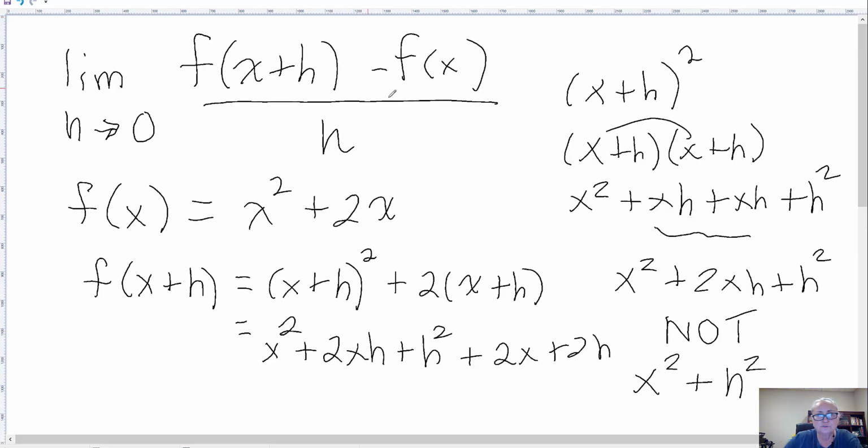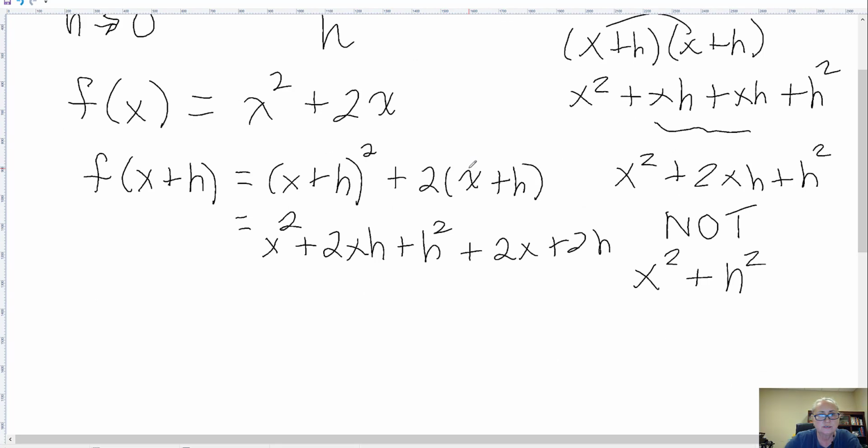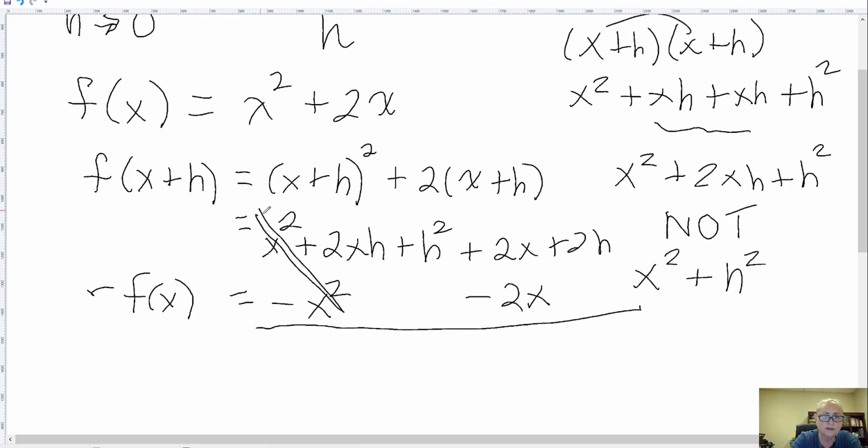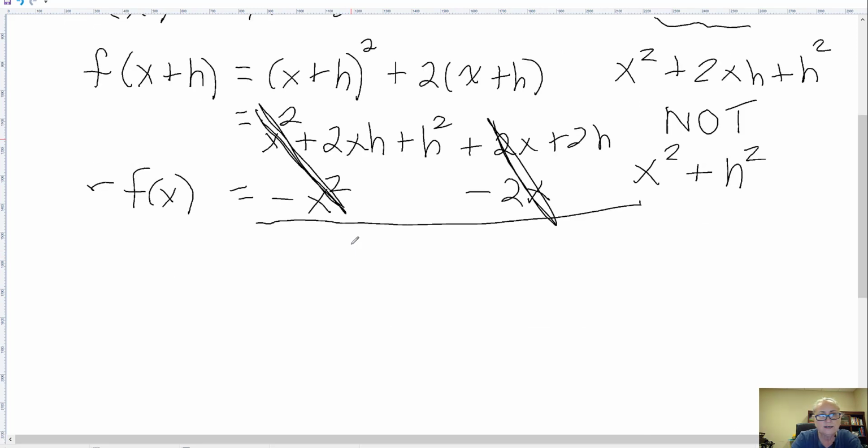From that, we're supposed to subtract f of x. So I'm supposed to subtract every term that's in the original. So I've got to subtract an x squared, and I've got to subtract a 2x. And if I do that, look, the x squares and the 2x reduce to 0, and every term that's left has an h factor in it: 2xh plus h squared plus 2h.